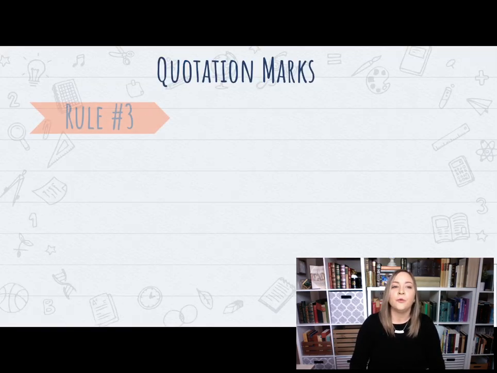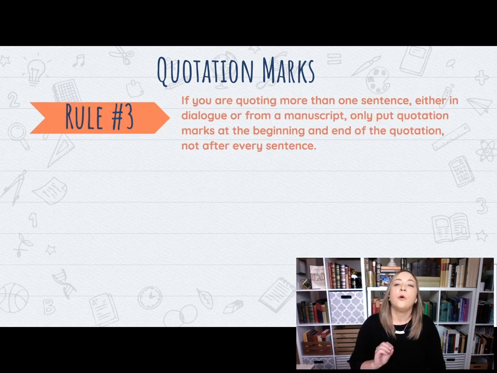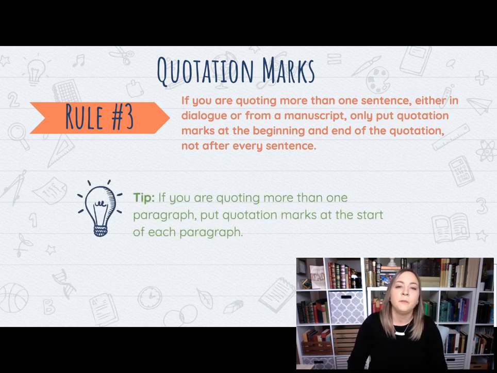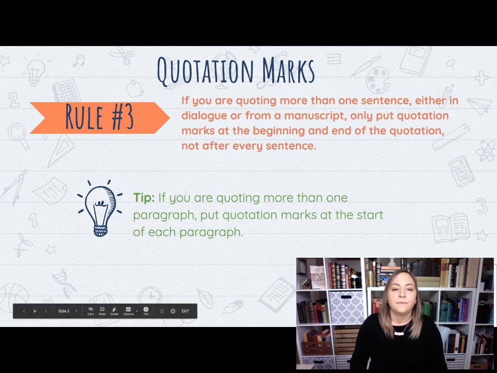All right, so let's look at rule number 3. If you're quoting more than one sentence, either in dialogue or manuscript, you only put the quotation marks at the beginning and end of the quote, not after every sentence. Guys, this is really important. When you're quoting dialogue, we'll look at it differently, quotes within quotes, basically. Don't worry, we'll go over it all. But basically, if you're quoting, say, a paragraph or a couple sentences, you don't put quotation marks around every sentence. Just at the beginning and the end.